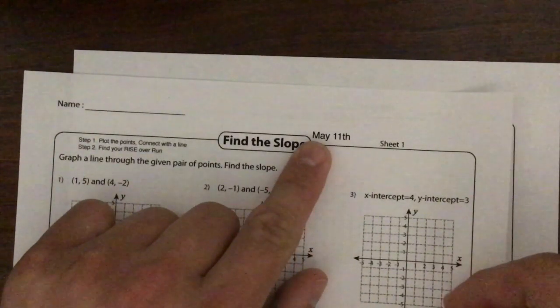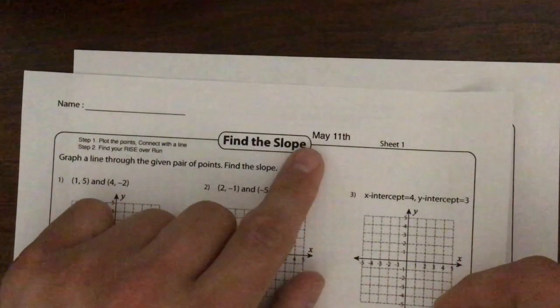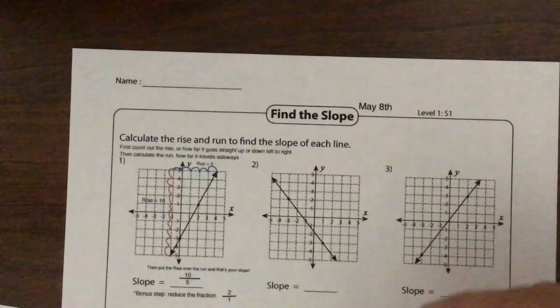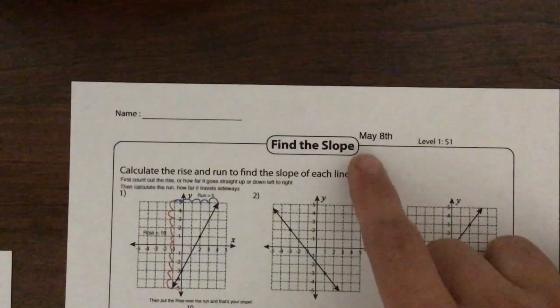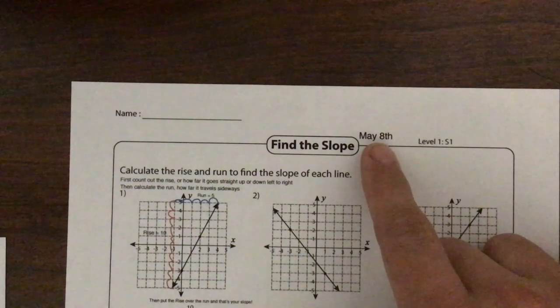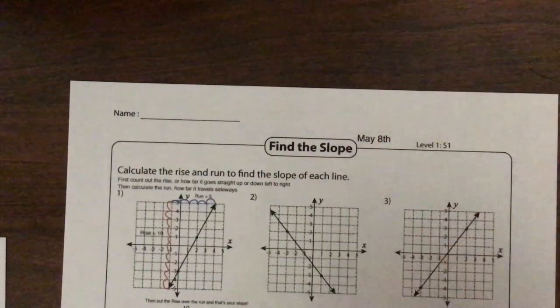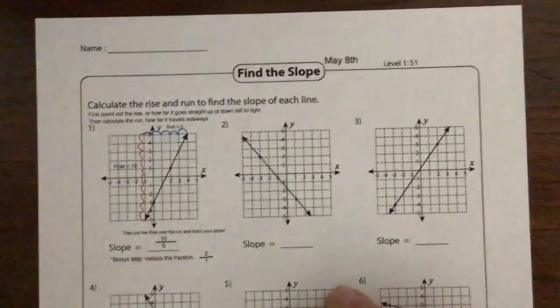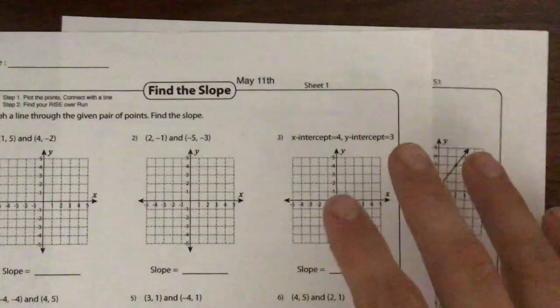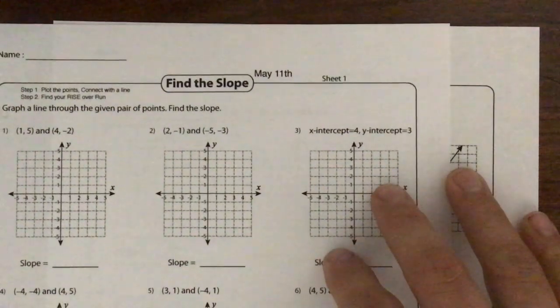Welcome, guys. Today is actually May 11th. But I found out that in my packet I gave you guys an extra sheet. You had one that was not dated, which we did last Friday, and then we had another May 8th. So today, to get everybody caught up, we're going to do this one and this one, and then the rest of them will fall on the days that they happen.